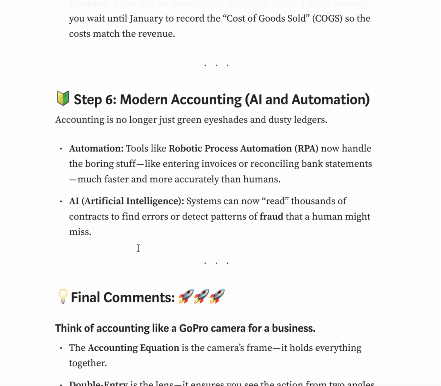As I told you, in modern accounting, AI and automation are obviously being used. Tools like robotic process automation (RPA) now handle the boring stuff like entering invoices or reconciling bank statements much faster and more accurately than humans. Artificial intelligence is also used. Systems can now read thousands of contracts to find errors or detect patterns or fraud that a human might miss.